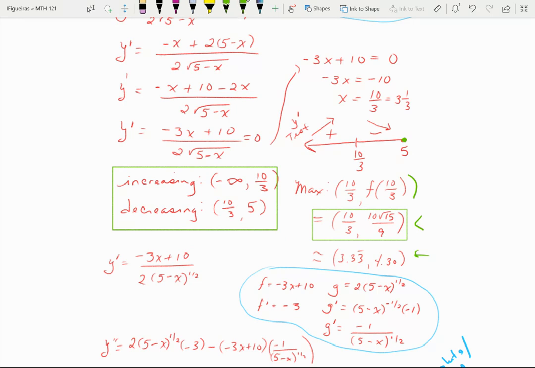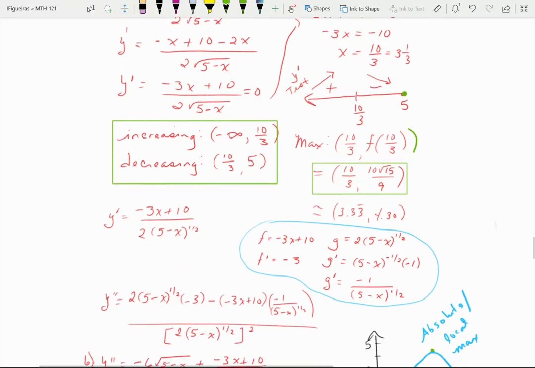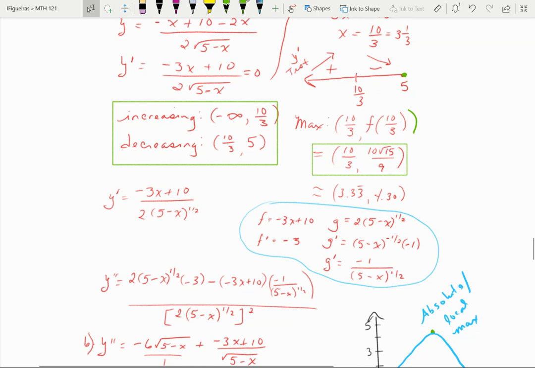And now we move on to finding the second derivative. All right. So for the second derivative, we have to apply quotient rule to my first derivative, which is right here. The work for quotient rule is here in this blue bubble. So numerator is your f, denominator is your g. Again, to find g prime, you have to apply chain rule. So the second derivative plugged into quotient rule is right here.